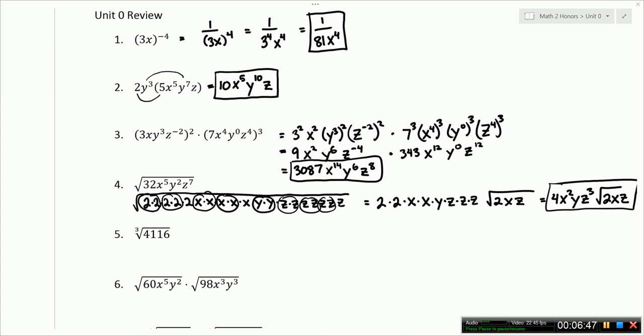For number 5, we're looking for the cube root of 4,116. In order to get anywhere with this problem, we're going to have to break that number down into smaller factors. So over here on the left-hand side, I'm going to rewrite the number 4,116 and try to think of two numbers that multiply to that number. First thing that comes to mind is it's an even number. So if I divide it by 2, half of 4,116 is 2,058.